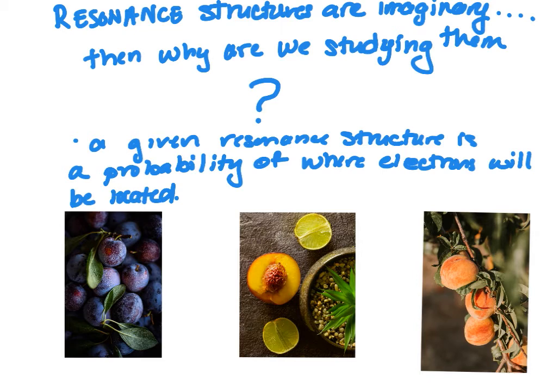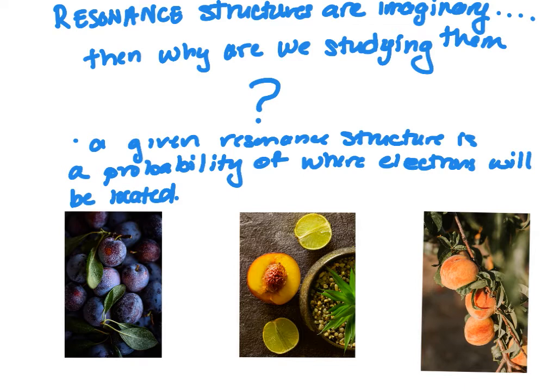Think about this analogy. Take a nectarine. It has both the properties of a peach and a plum. You can think of the peach and the plum as individual resonance structures, respectively. A nectarine is not sometimes a plum and sometimes a peach. It is always a nectarine. So it's always that resonance hybrid. It's a combination of both.